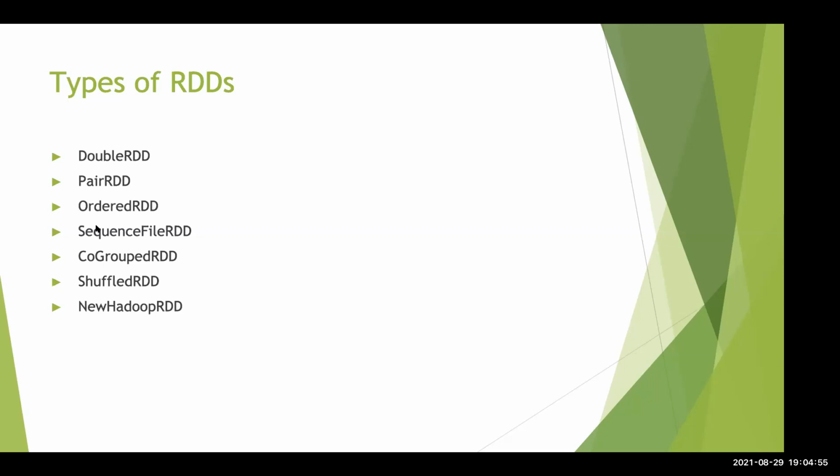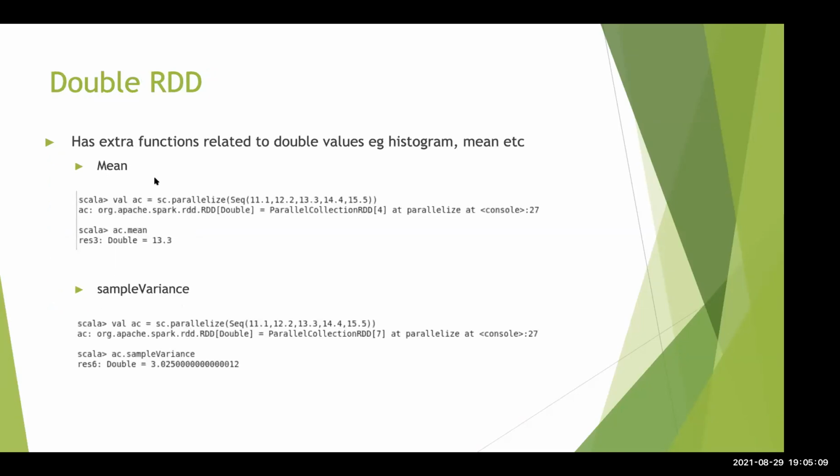There are many RDDs, by the way. I have captured only a few which I thought were of importance. One is double RDD, second is pair RDD, ordered RDD, sequence file, co-group, shuffled, and new. And we'll go into details of each of these. So what is double RDD? Sorry, let me go back.